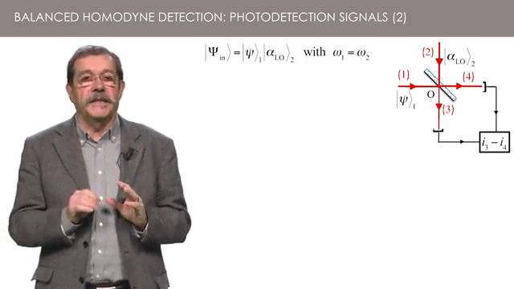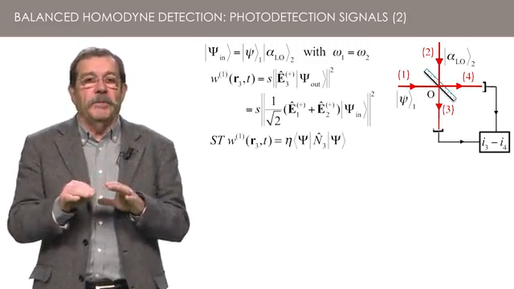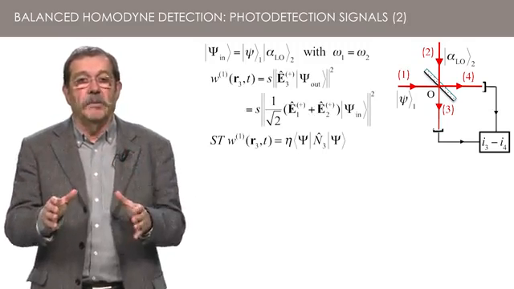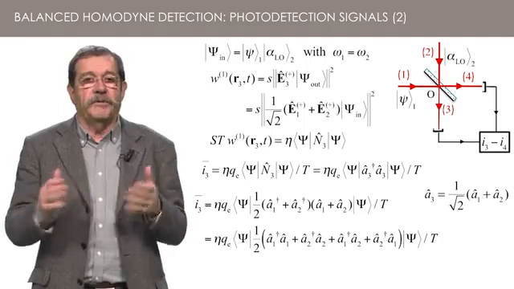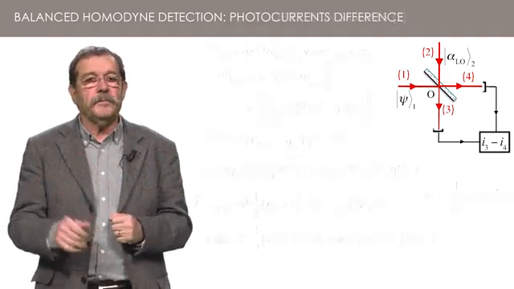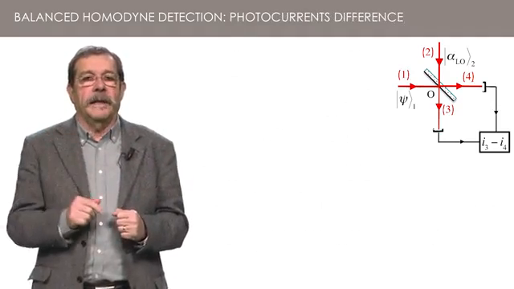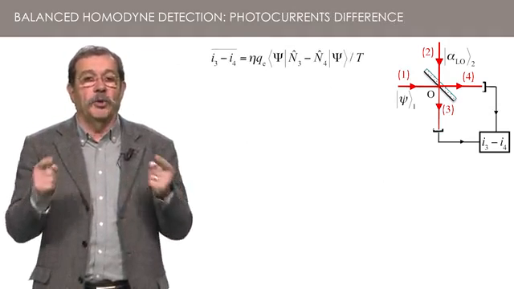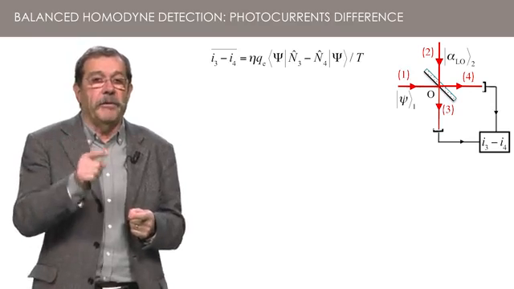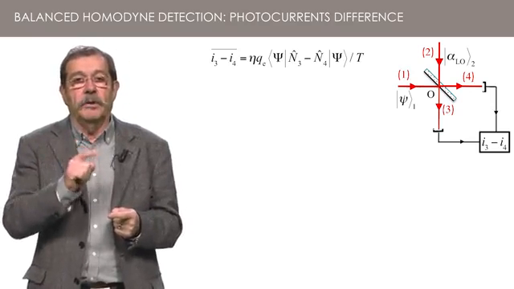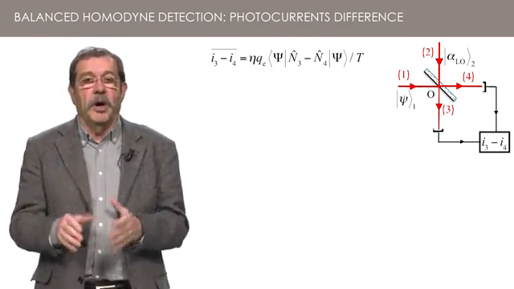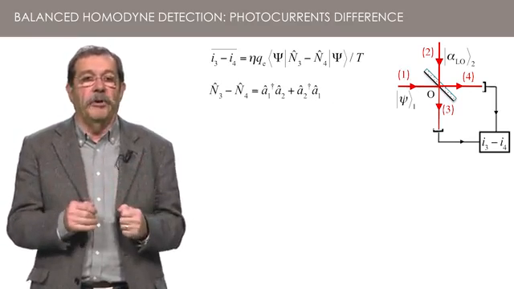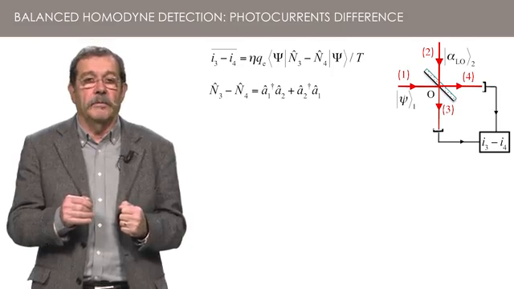Similar calculations yield the average number of detected photons in output 3 during capital T, or the expression of the average photocurrent I3. You can now calculate the average photocurrents difference, which is proportional to the average of N3 minus N4. Using the expressions of N3 and N4, you find a simple form for N3 minus N4.